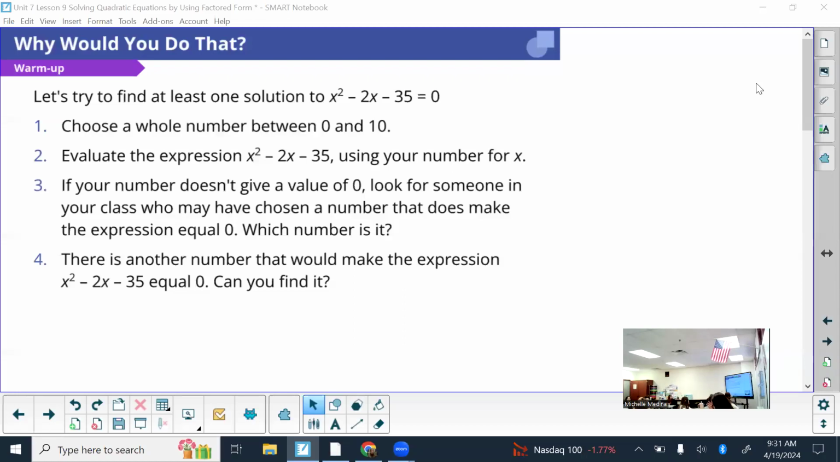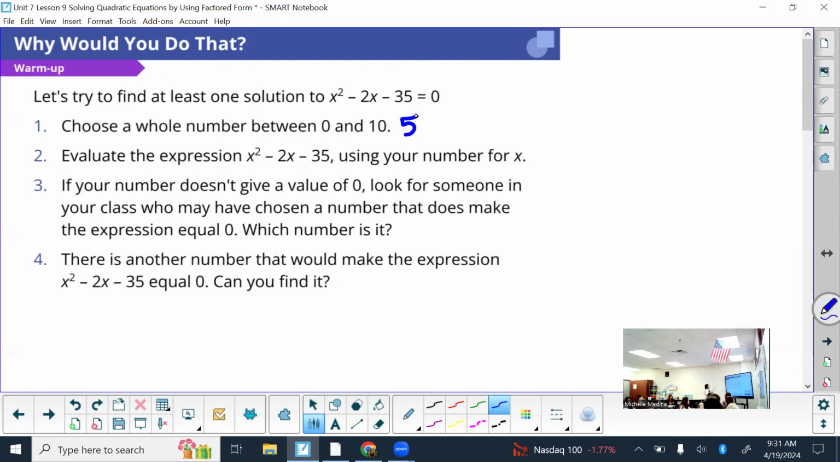Table 3, tell me a whole number between 0 and 10. 5. Okay, good. You met the criteria. 0 and 10 whole numbers, so if you chose a decimal, you're wrong. If you chose a number outside of 0 and 10, you're wrong. Any of those numbers could be 0, 1, 2, 3, 4, 5, 6, 7, and others, but I'll just stop there.